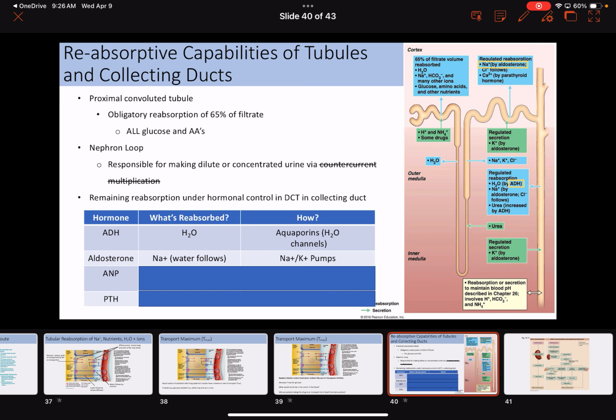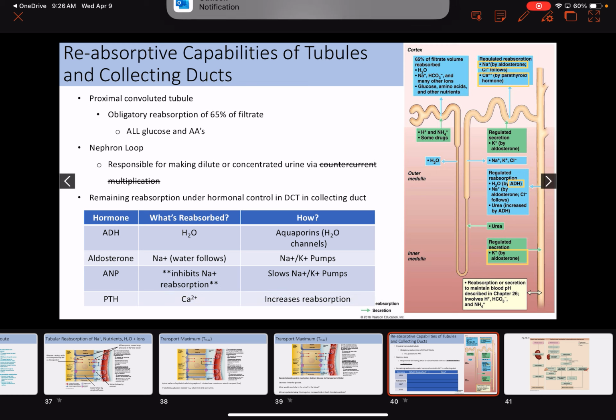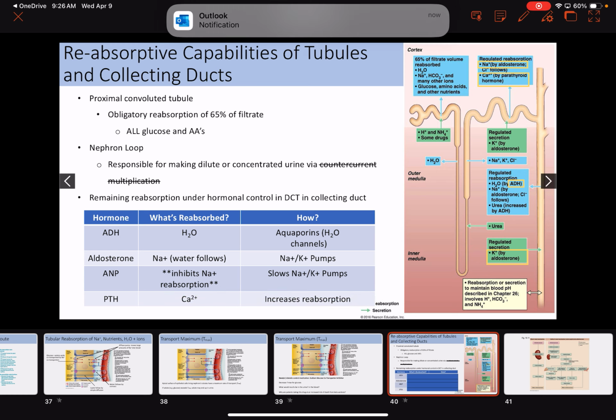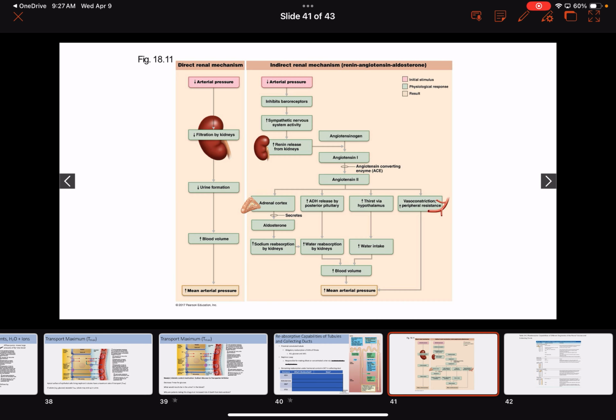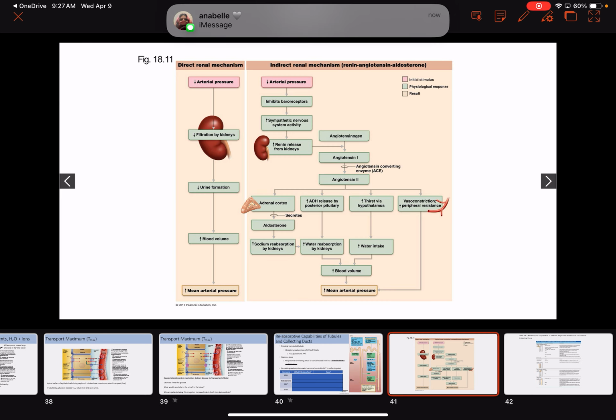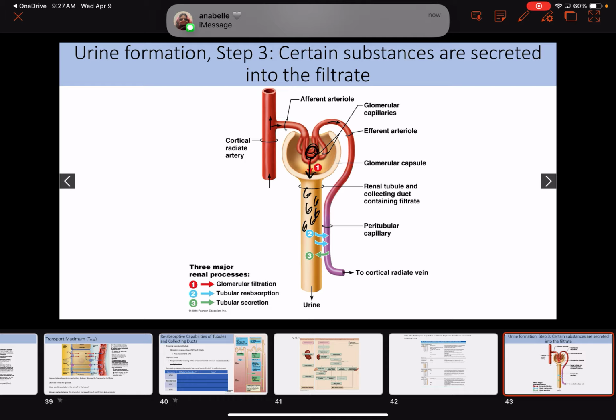Aldosterone is sodium reabsorption, which is going to happen through sodium-potassium pumps. ANP, if you remember, is an antagonist to aldosterone, so it inhibits sodium reabsorption, slowing down those sodium-potassium pumps. And then PTH is for calcium, and we just reabsorb that calcium through cells. We won't talk about the exact mechanism. When we come back, we'll review more of the renin-angiotensin aldosterone pathway and talk about secretion.